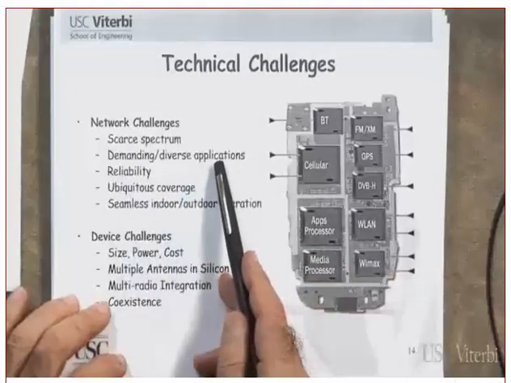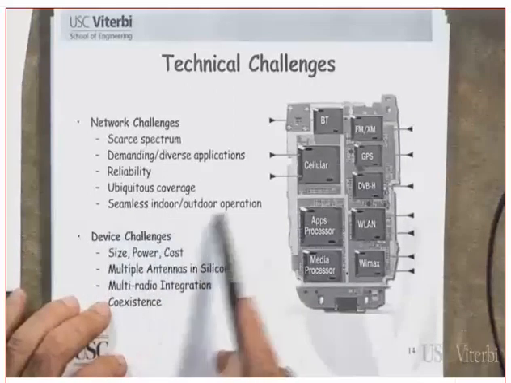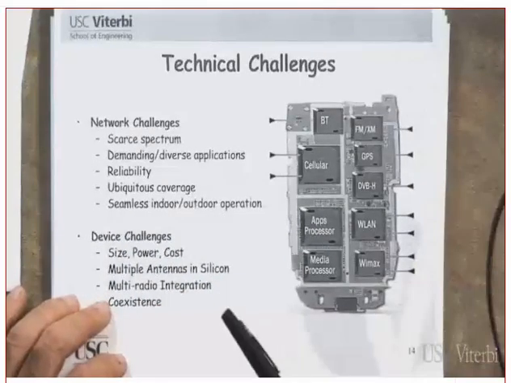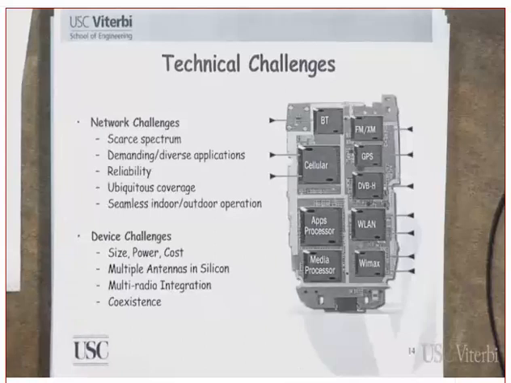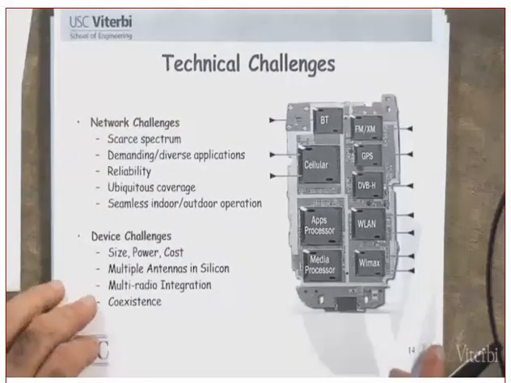Demands: diverse applications, reliability, ubiquitous coverage, seamless indoor and outdoor. What does seamless mean? Without breaking the connection. In other words, you are indoors, you are making a call indoors, you go outdoors, you need to be able to continue the connection. Seamless means you don't need to retune your radio or anything like that. Automatically, it has to be done that way.